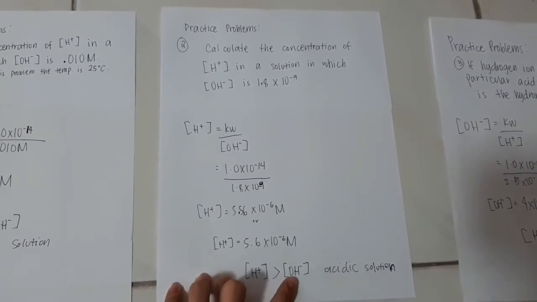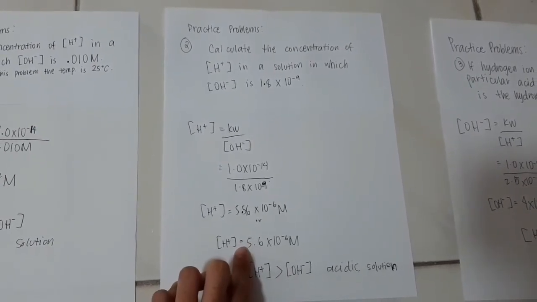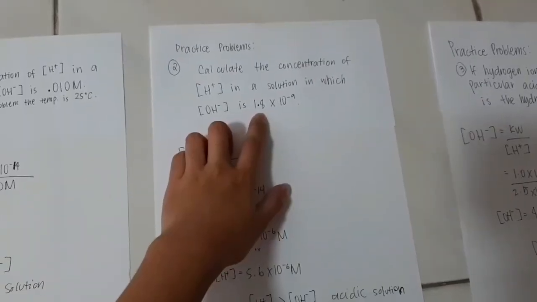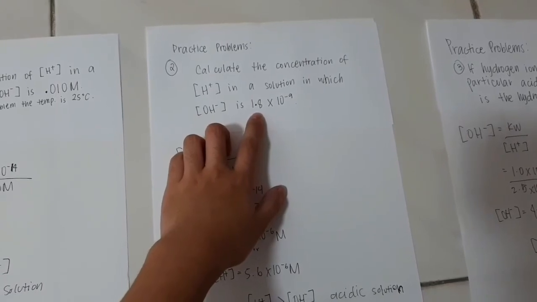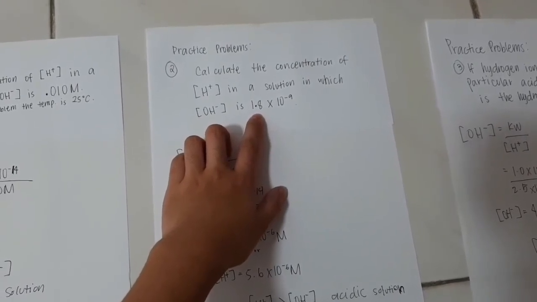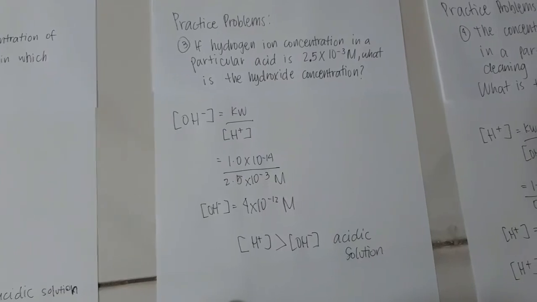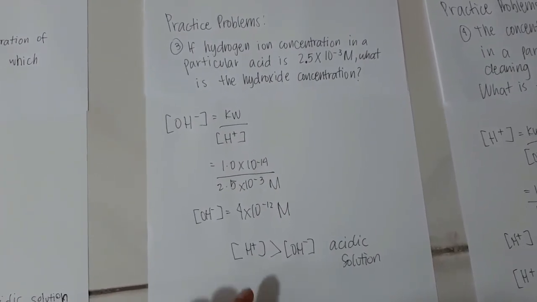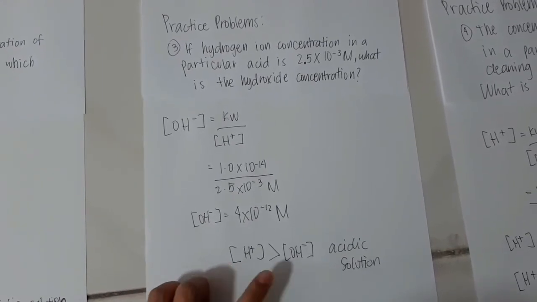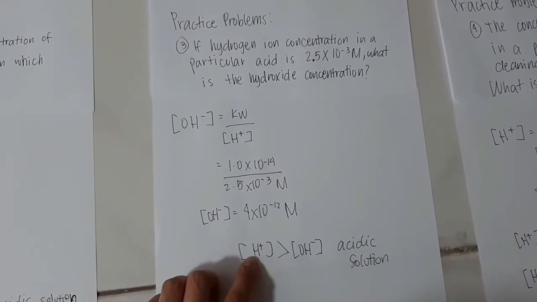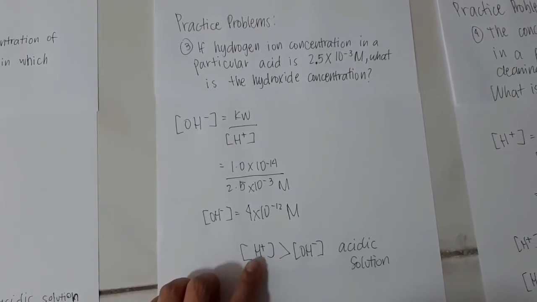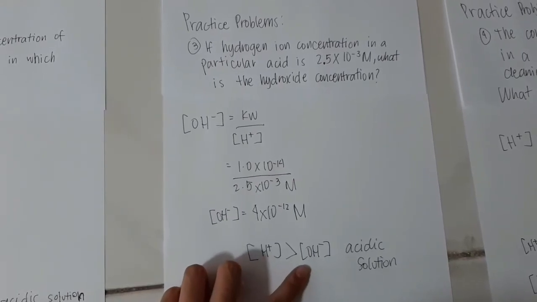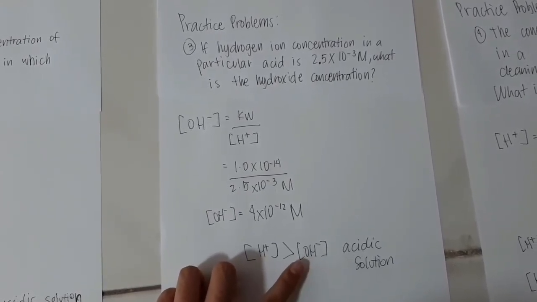In problem number 2, the solution is an acidic solution because the hydrogen ion is greater than the hydroxide ion. The value of the hydrogen ion is 5.6 times 10 raised to negative 6, while the value of the hydroxide ion is 1.8 times 10 raised to negative 9. In problem number 3, the solution is also an acidic solution because the hydrogen ion is bigger than the hydroxide ion. The value of the hydrogen ion is 2.5 times 10 raised to negative 3, while the hydroxide ion is only 4 times 10 raised to negative 12.